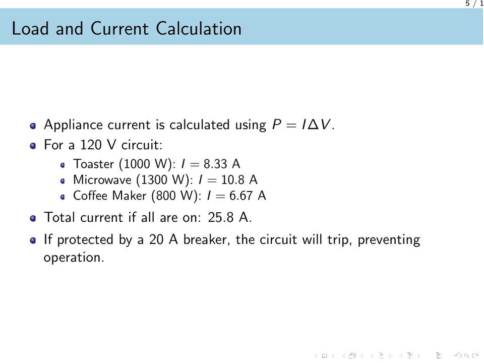If you were to turn all three of these appliances on at the same time, the total current would be 25.8 amps. If this specific circuit is protected by a standard 20-amp breaker, the combined current will exceed the limit, causing the breaker to trip and preventing the appliances from operating.